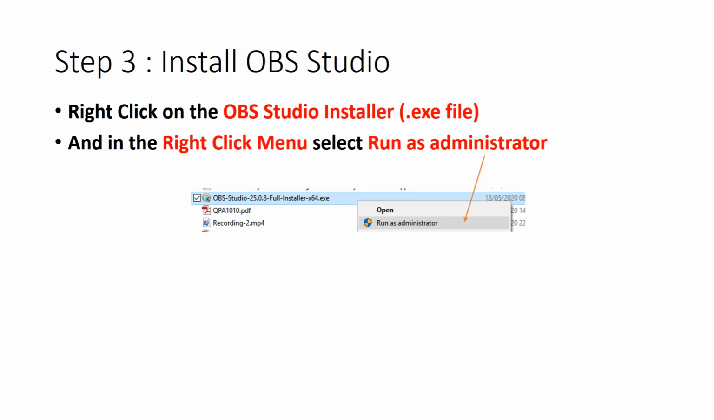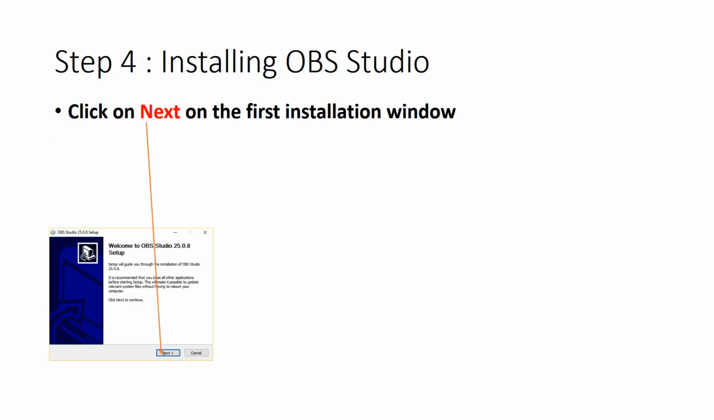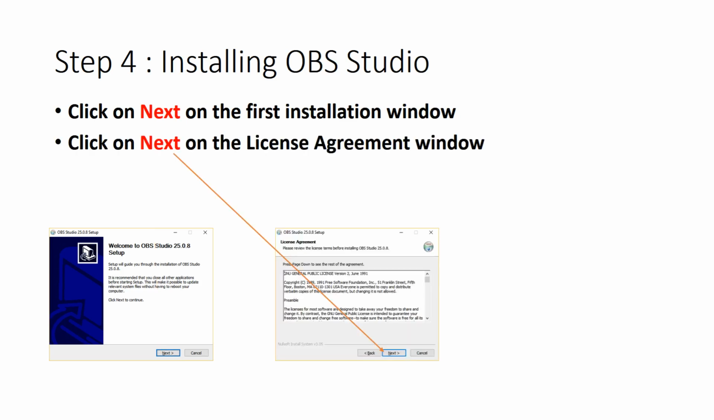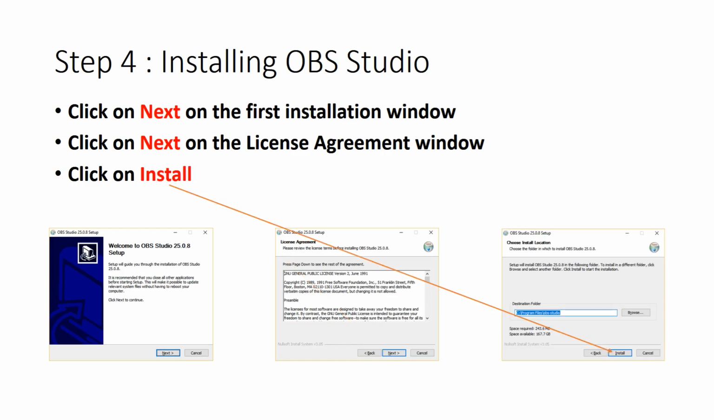After you run it as administrator, OBS will start the installation process and show you the first screen. It will just say some recommendations and what will happen next. There's no other option, just click next here. Then it will present you the GNU public license. If you want to go through it, you can go through it. To install the software, you have to agree, and by clicking on next, you mean that you are agreeing with the license. Click on next.